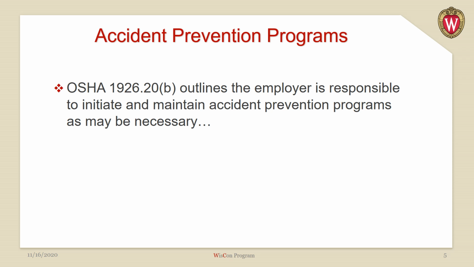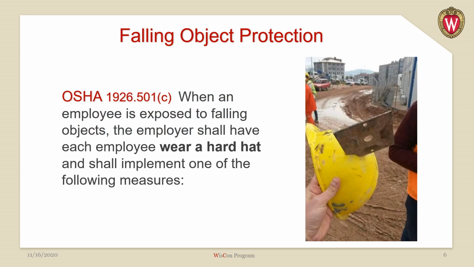OSHA Standard 1926.20(b) requires the employer to be responsible to initiate and maintain accident prevention programs. OSHA addresses falling object protection with the following safeguards. 1926.501(c) requires, when an employee is exposed to falling objects, the employer shall have each employee wear a hard hat and shall implement one of the following additional measures.